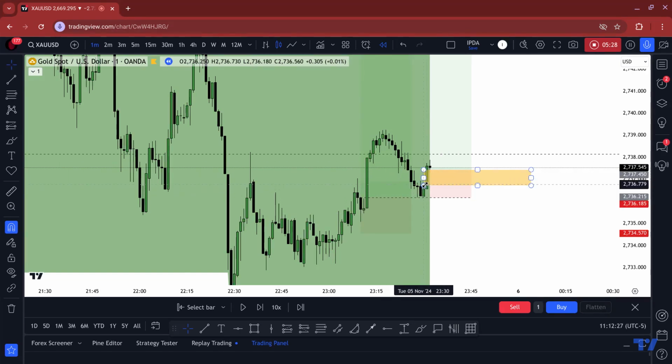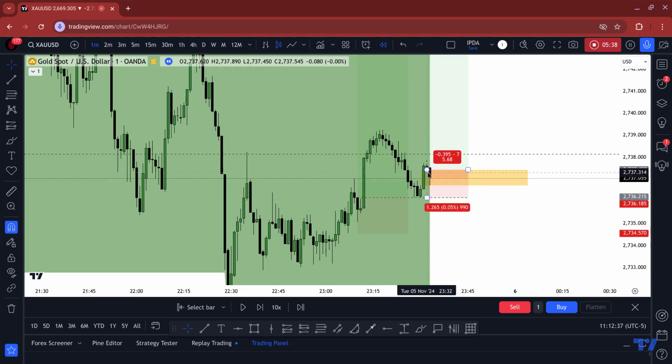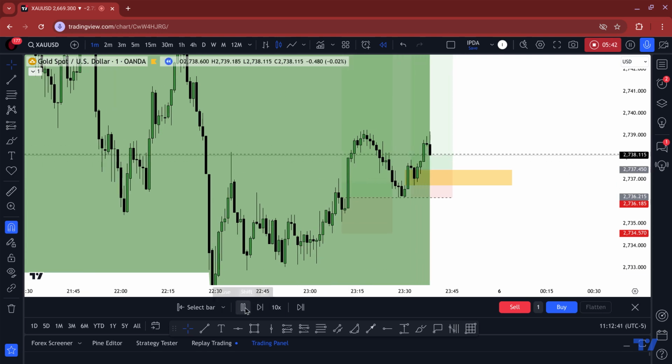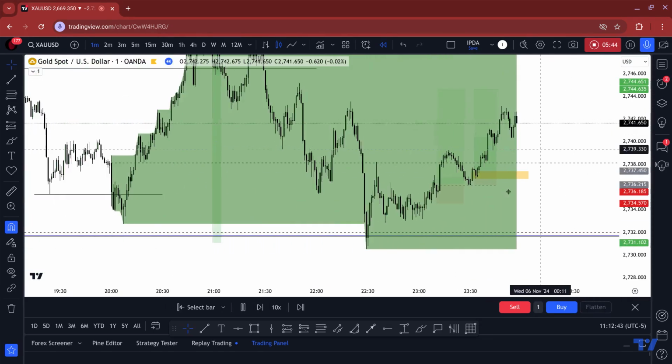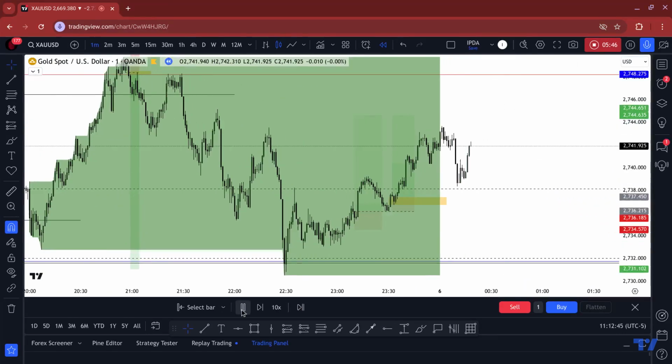Price taps it. There's some type of reaction. After hitting it, we get an efficiency, right, or speed to the upside in one direction, which is buy side. And right there, I wanted to go long inside that fair value gap at the top here. And I was able to get a little something on the long side.